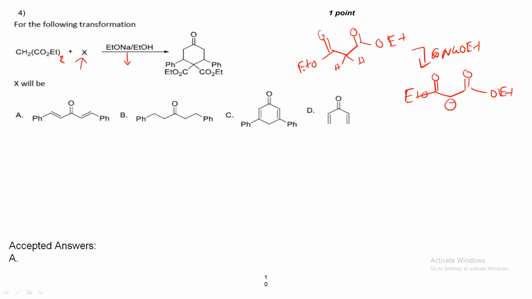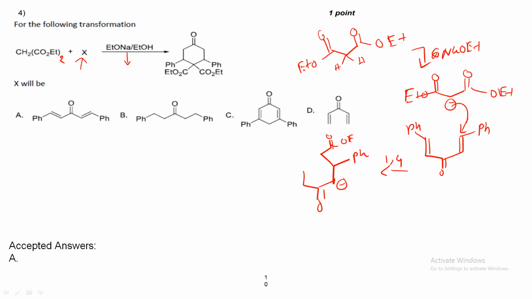Now starting with A, if we use A, this particular attack would be there. This is a 1,4 addition because it is a soft nucleophile, so a soft combination is there. A Ph carbanion is generated. This particular thing will be formed. After that, this carbanion can easily be quenched, or you can think of this acidic proton taking it in situ. Either thing is possible.